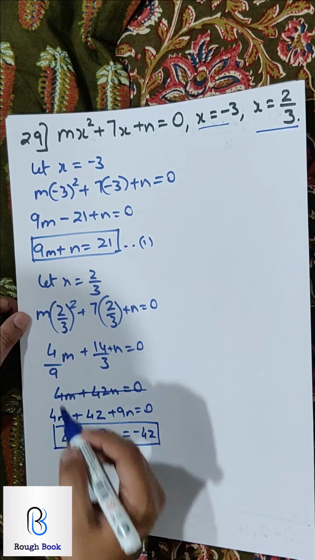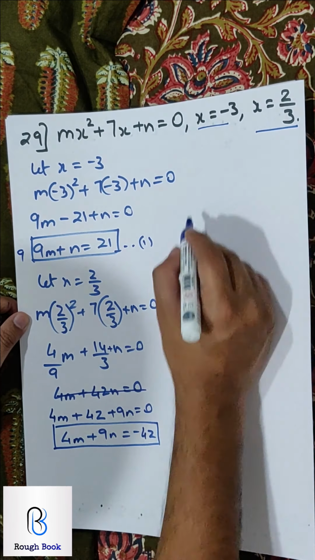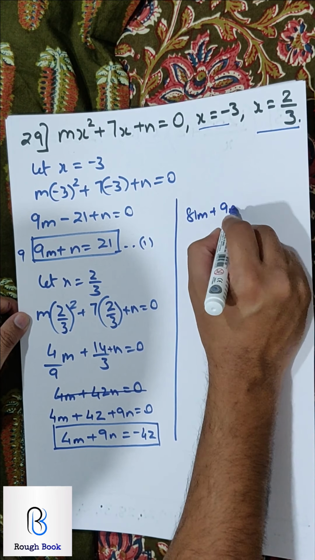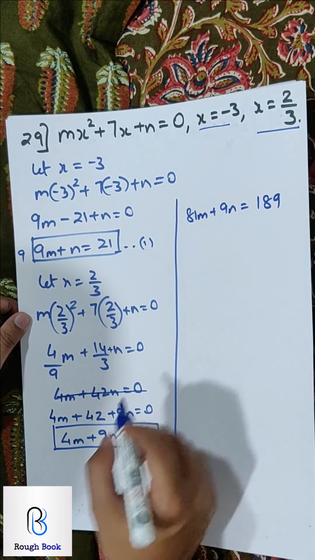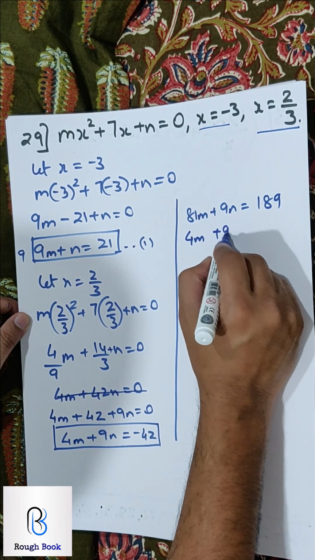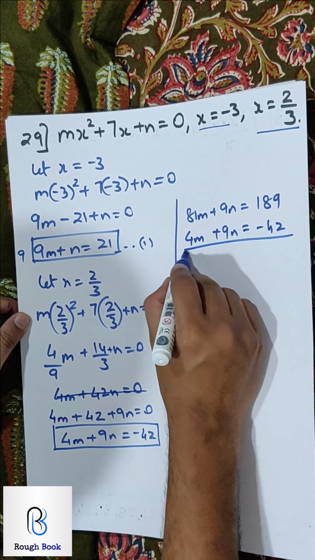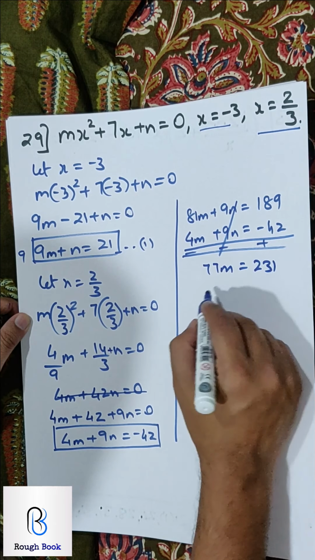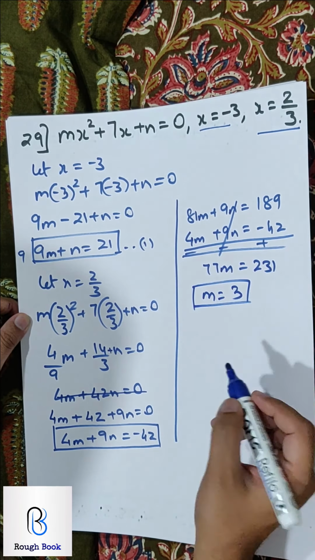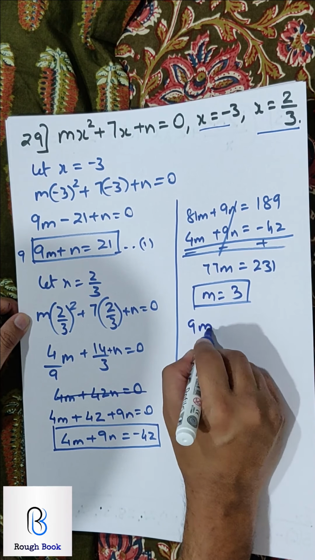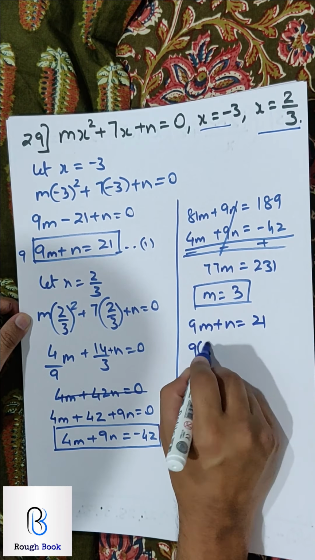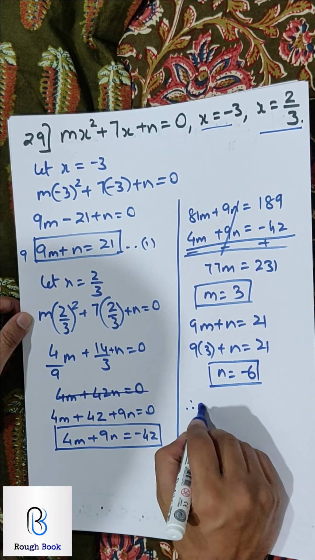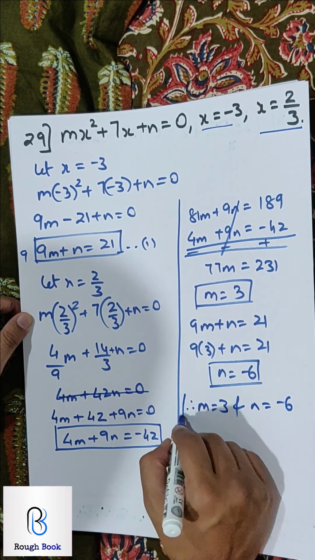So I am multiplying the first equation by 9. So I will get 9 into 9, 81m plus 9n and 189. This will be 4m plus 9n minus 42. So subtract. This goes off. 77m equals 231. So my m will be 3. Once I get m as 3, let's find n. So 9m plus n 21. 9 into 3 plus n 21. So n will be 21 going on the other side, so minus 6. So finally m is 3 and n is minus 6.